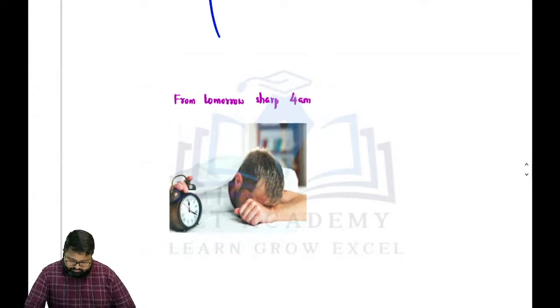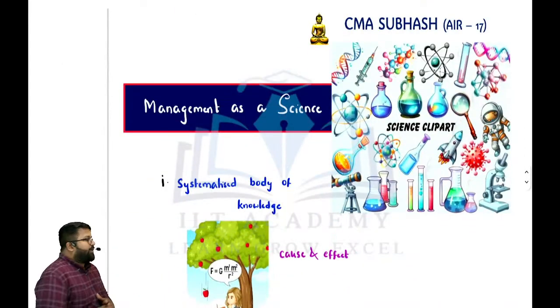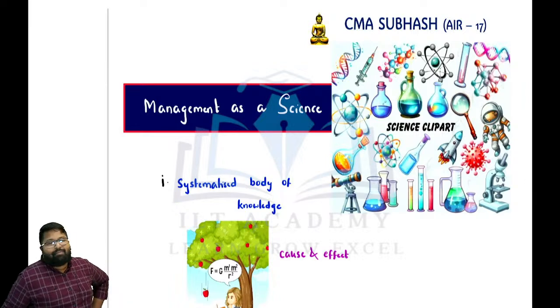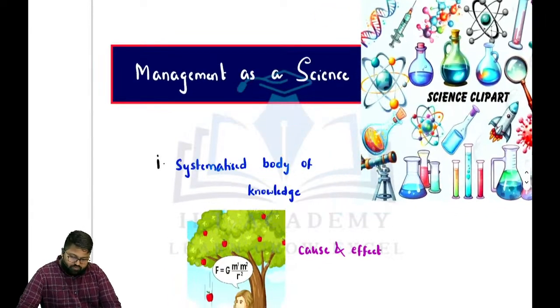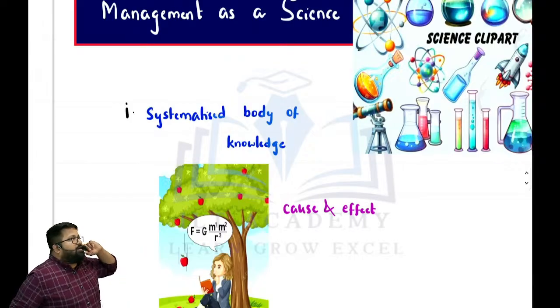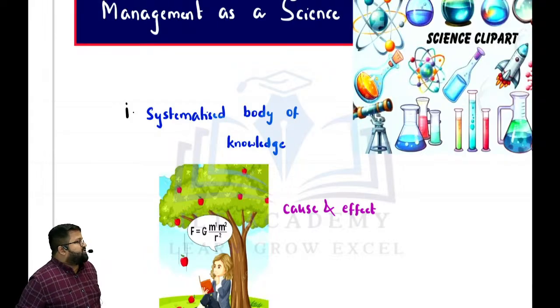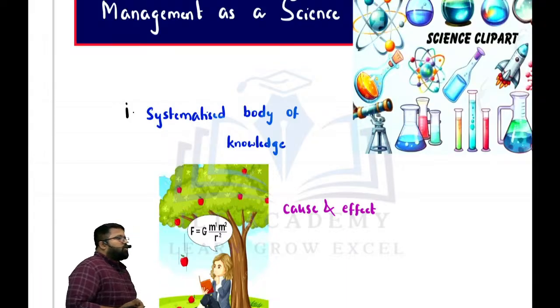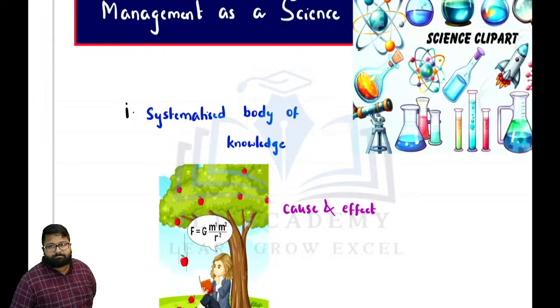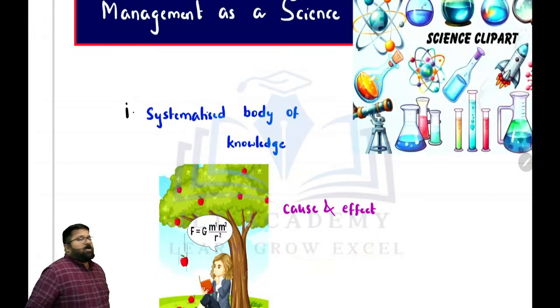Okay. Next. The next question is management as a science. So to call any subject a science, the first point is that it should be having what, ma? A systematized body of knowledge. Right, the point, ma? Systematized body of knowledge. And what is the key point there, ma?